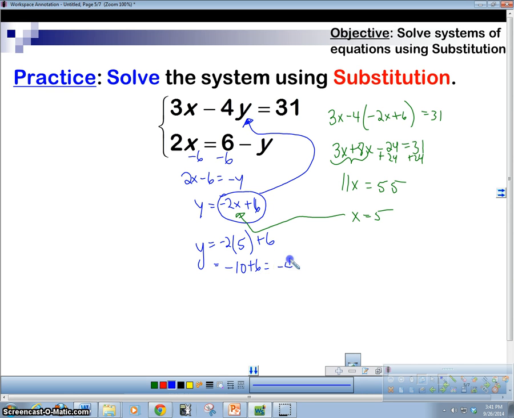Y equals negative 2 times 5. Negative 4. So my answer here is 5. Oh, I did it that time. 5 comma negative 4. All right. Okay. So let's take a look at another example.